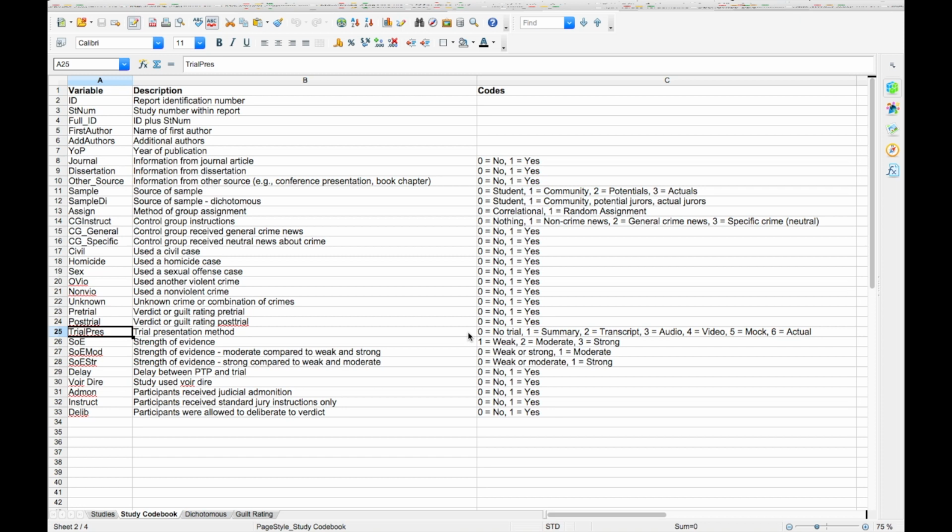Some received a summary of the arguments of the trial. Some received an actual transcript of the trial. A small number used an audio recording or a video recording of a mock trial. 5, what we called mock, was when the trial was actually acted out in front of participants, which very few studies did. And then lastly, whether the study used an actual trial.